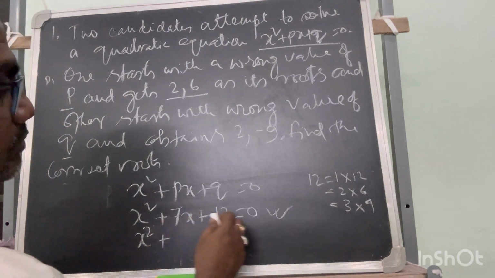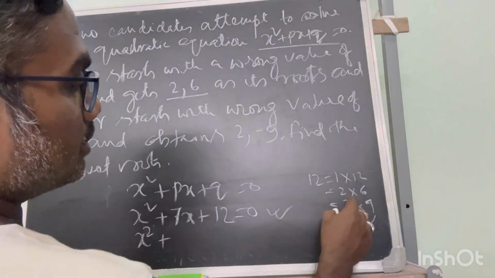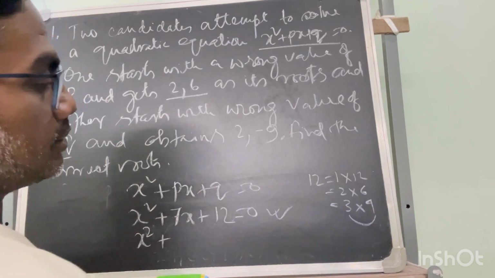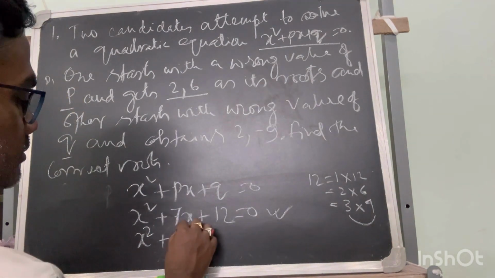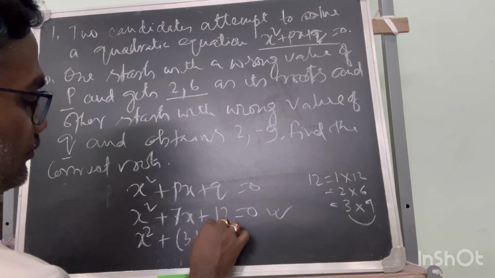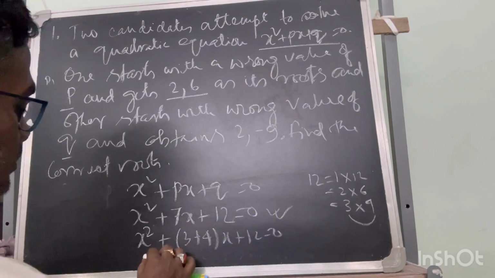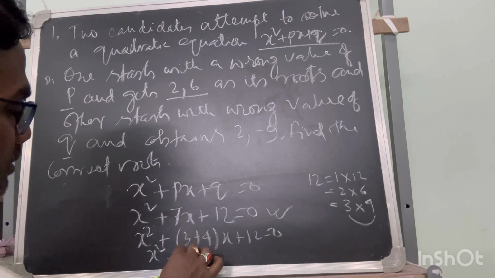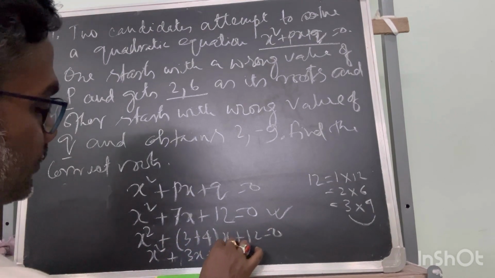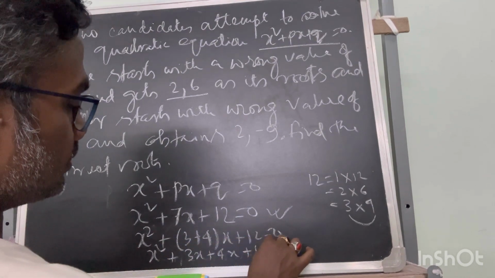Now 7 can be achieved by this. No other adding will give you 7. So this will be a straightforward thing. 3 plus 4 into x plus 12 is equal to 0. Now I will break that bracket, and will get 4x plus 12.